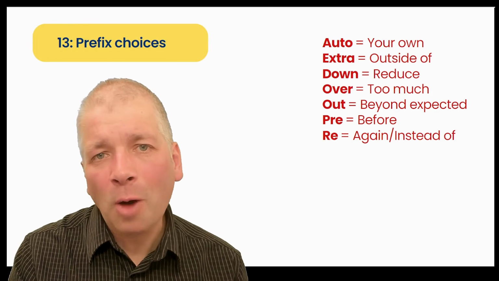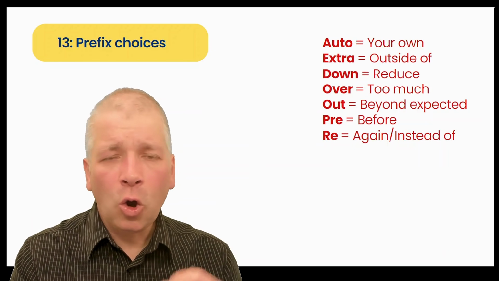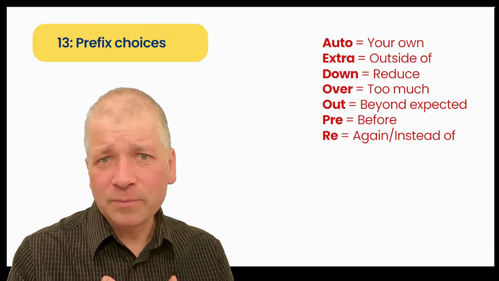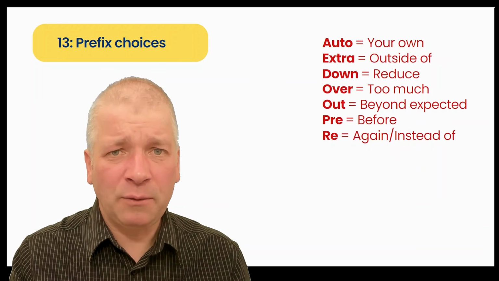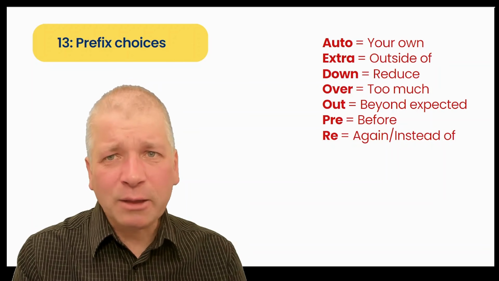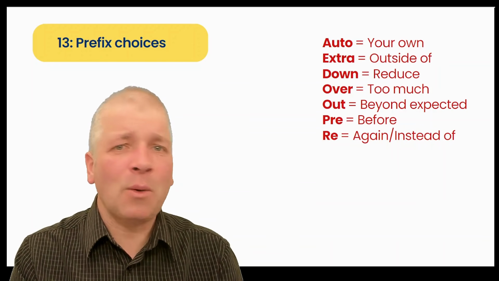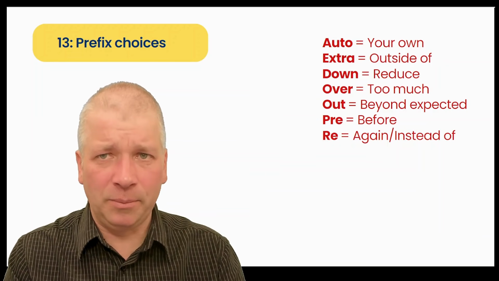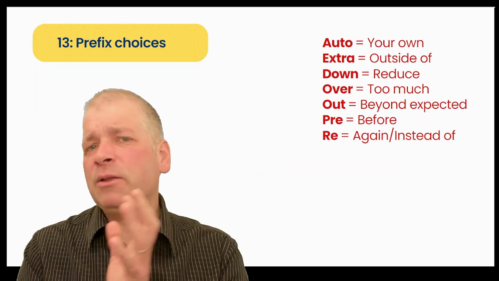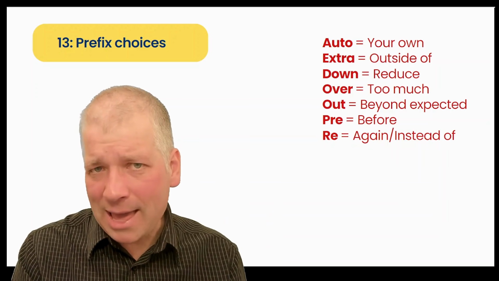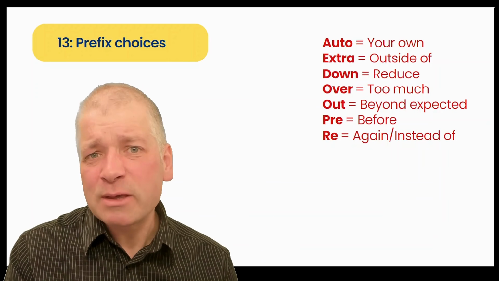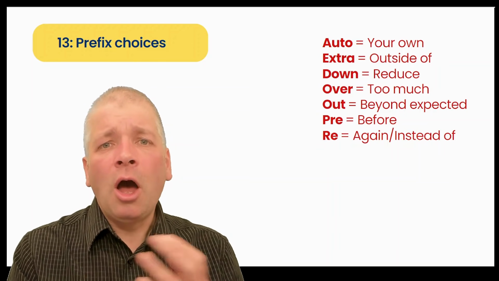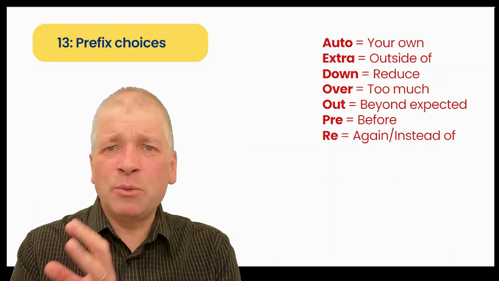And some of the most common prefixes that we use are "auto", which means your own, such as autobiography, meaning a story about yourself that you wrote. "Extra" means outside of. So extracurricular means activities that are beyond the curriculum. "Down" means reduce, such as downplay means to reduce the emphasis on something. "Over" means too much. Overdone means it was done too much.